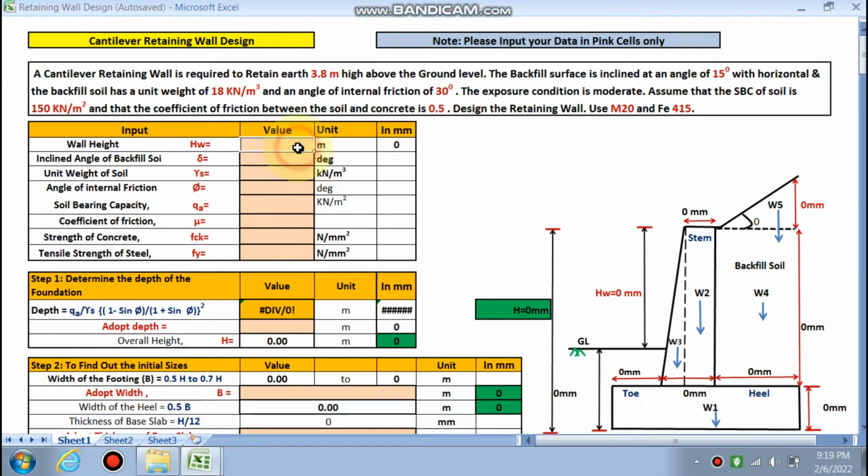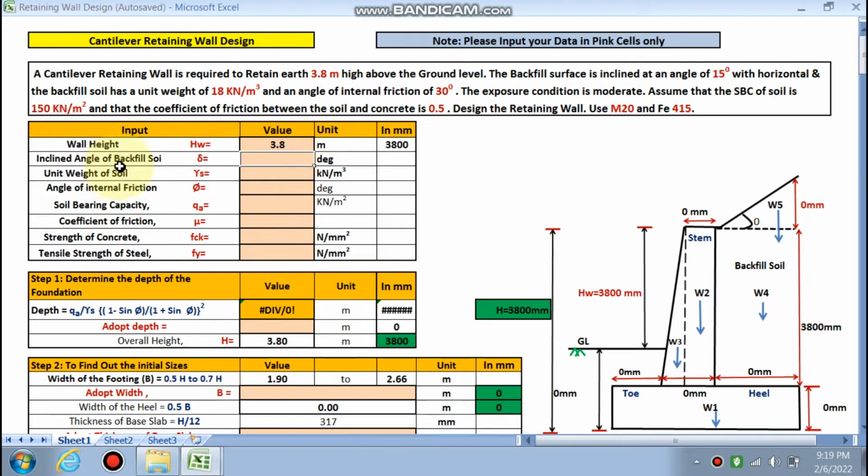So let's start. What is the problem? A similar kind of problem was there. According to that, we have to put our data, right? The cantilever retaining wall is required to retain earth 3.8 meters high above the ground level. This is the ground level, and this height is given, that is 3.8 meters. So we have to put 3.8 meters here.